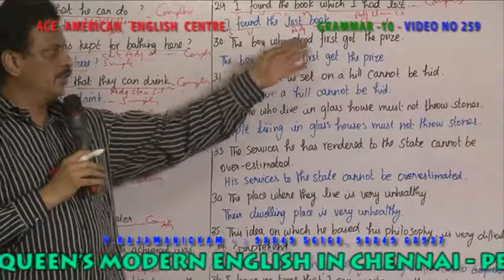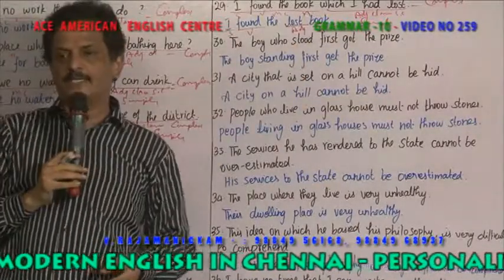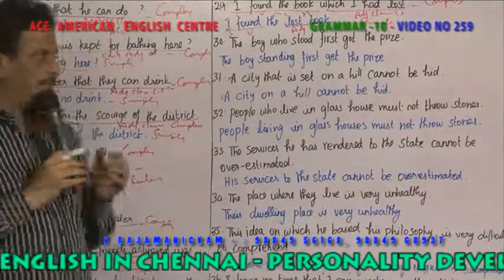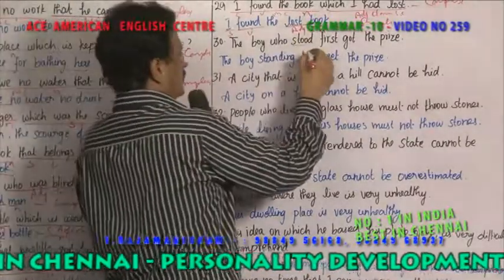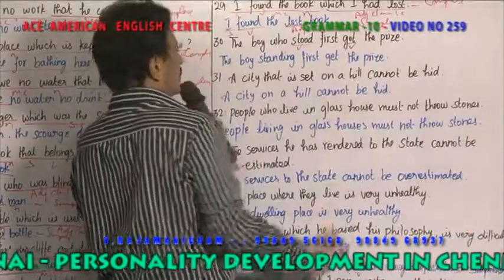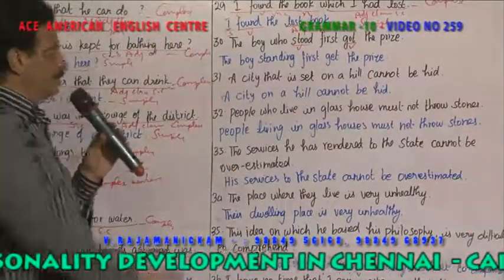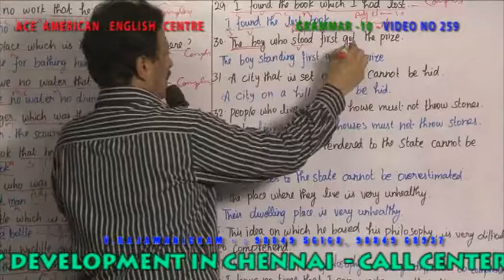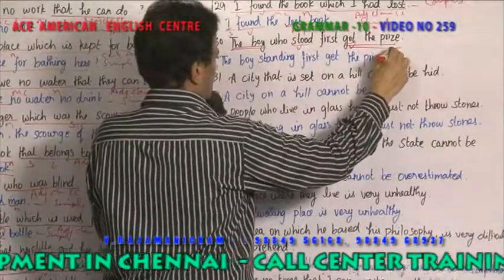Next, coming here: "The boy who stood first got the prize." Anybody who knows the adjective clause here? How many verbs are there? Stood is a verb. So how do you convert it? "The boy got the prize" is the main clause, right?